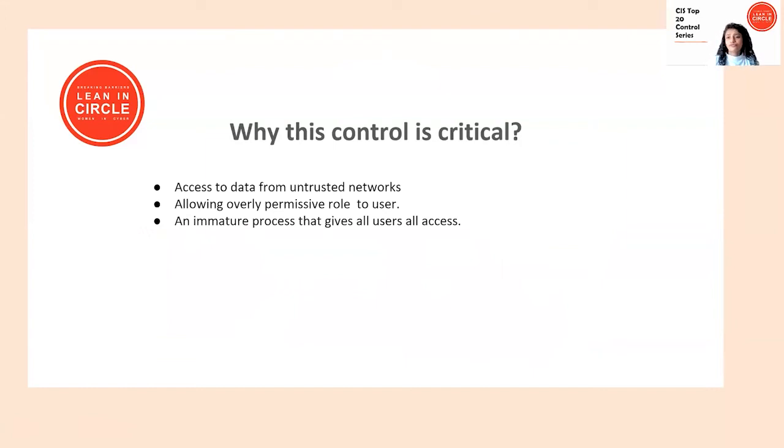So most of the time there are three possible scenarios. A, you have data accessed from an untrusted network. B, you have an overly permissive role for the user, like you have given so much permission to a particular user. And C, you have an immature process that gives all users all access, right? So yeah.